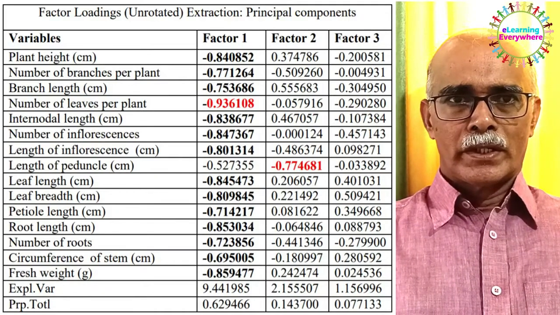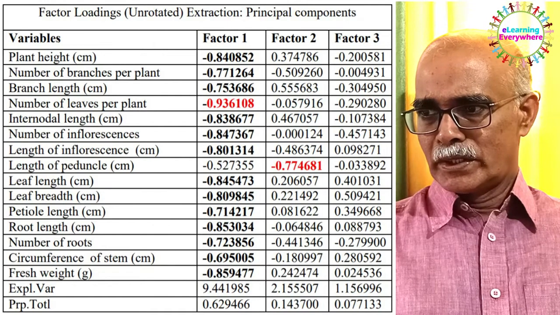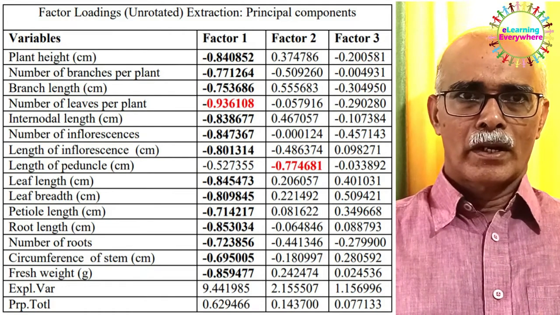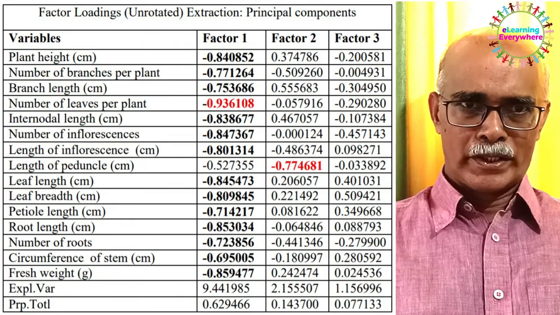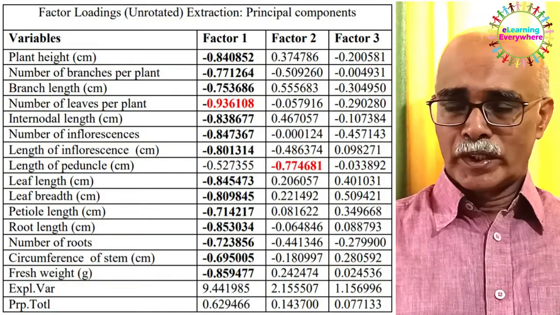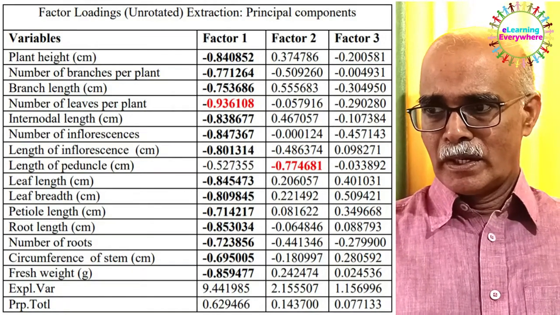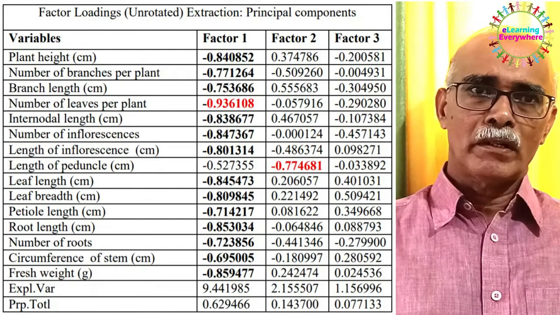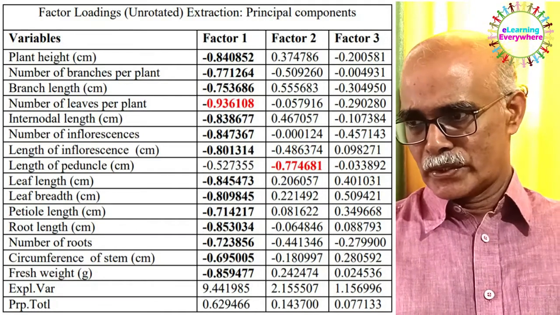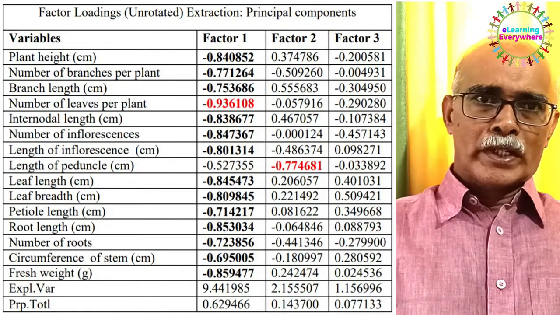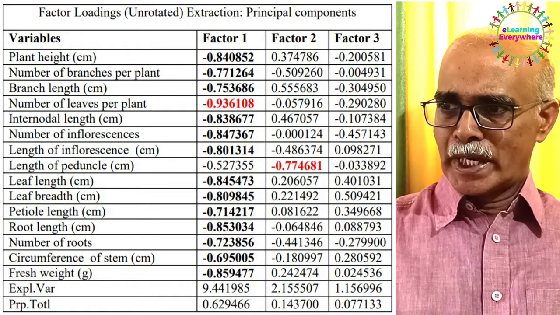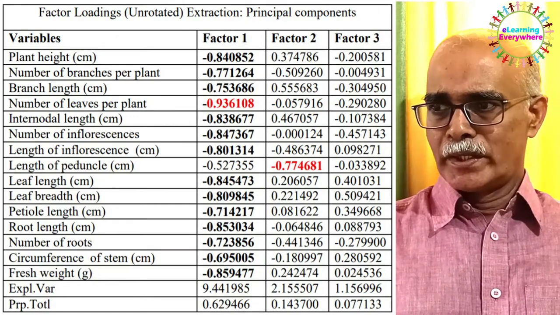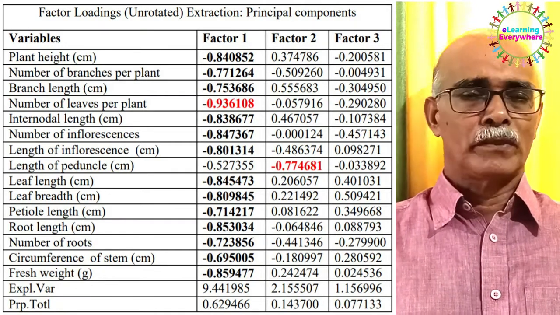And hence you can see that this is the lead character in the second group, and the relationship between the other 14 characters is higher when compared to the relationship of length of peduncle with the other characters. Thus, you have extracted 3 factors and attributed the variables to 2 factors, and now you have found out the lead variables.